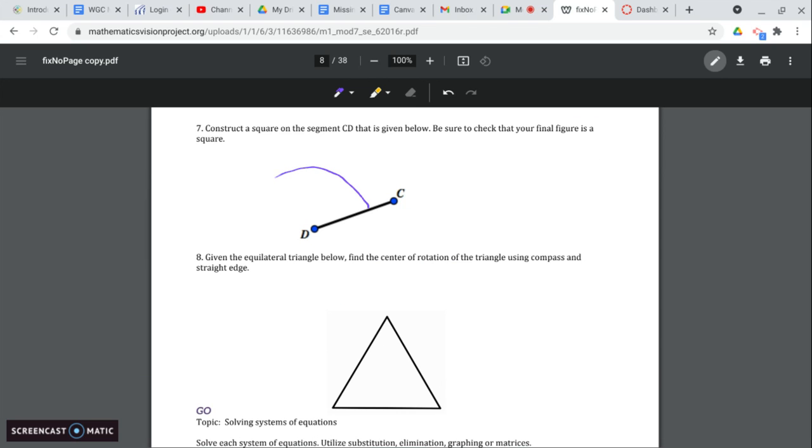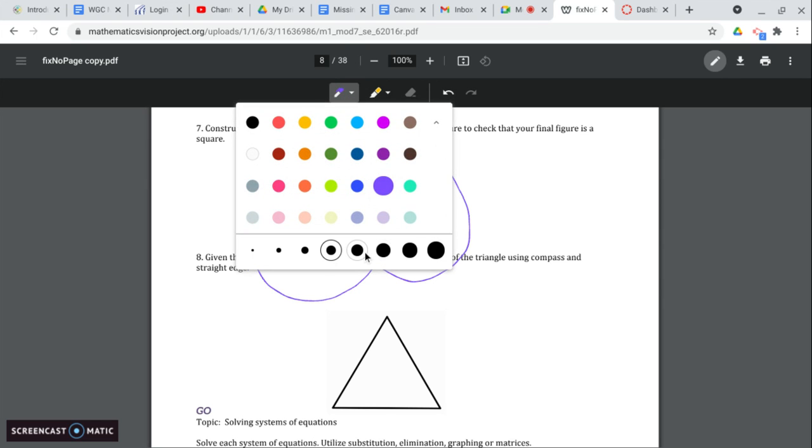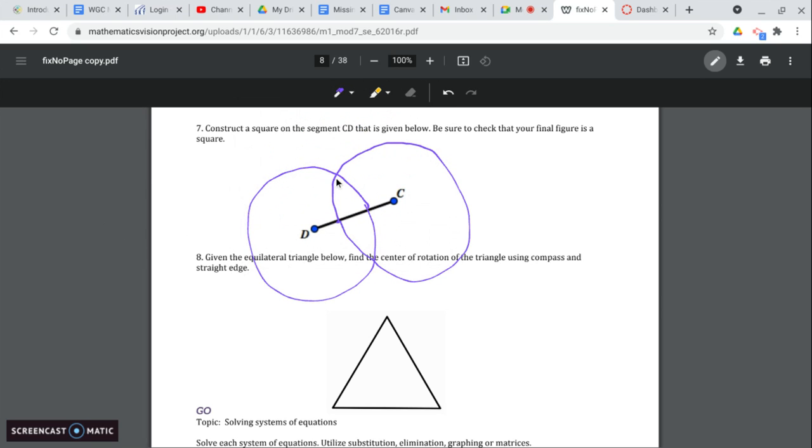So I'm going to do this right here. And then this. Okay, they're a little wonky, but you get the idea. So now, let me make this a little thicker. This right here would be the midpoint of this line segment.